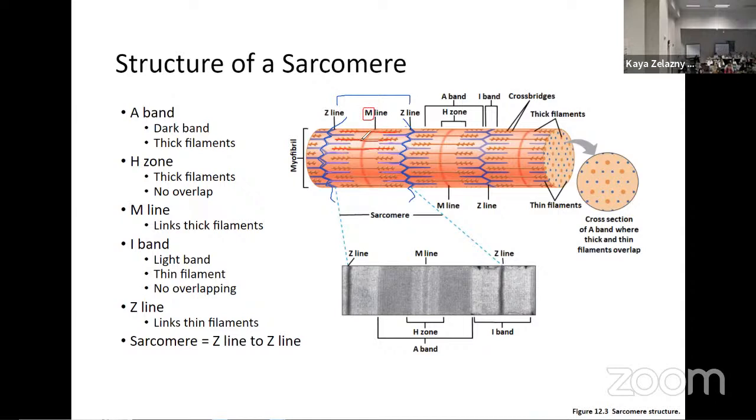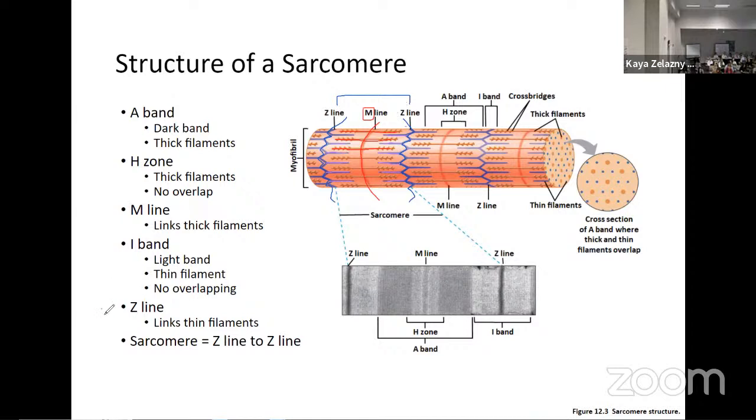So M for myosin. So that's going to be like the center point of our sarcomere. So this paler red line down the center is our M line. So we go out to the Z line to the left, out to the Z line to the right, makes up our full sarcomere. Okay.